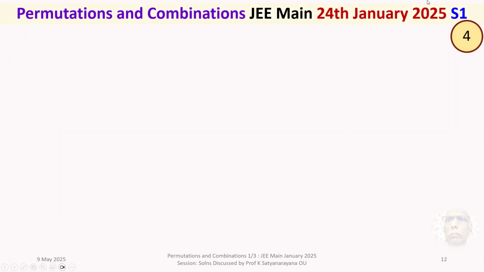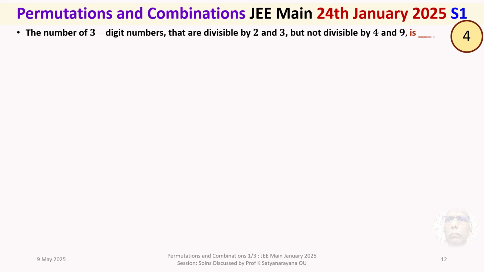This question has appeared in the JEE Main exam held on 24th January 2025 in the morning shift. The number of 3-digit numbers that are divisible by 2 and 3 but not divisible by 4 and 9 is: it is a very simple question. Let's now discuss the solution of the problem in detail.